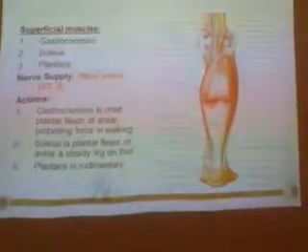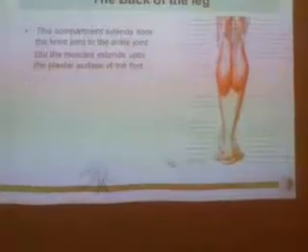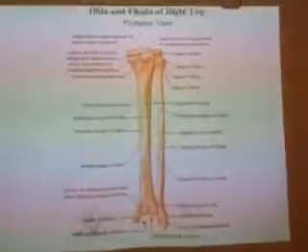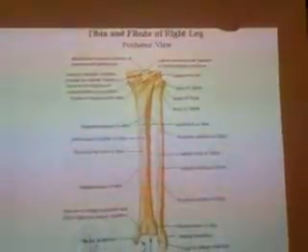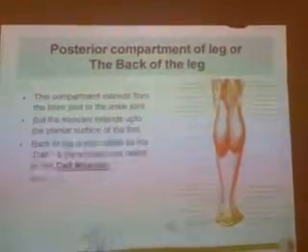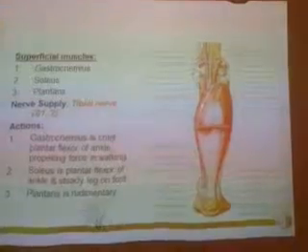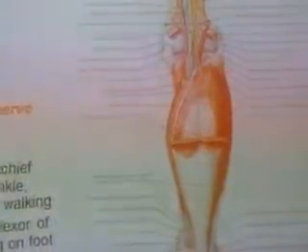Okay, so I said there is a soleal line. This soleal line is because of this muscle, which has a big origin. You can see the same thing from where it originates, all the way from here up to the femur. This is called the soleus muscle. Again, the insertion will be along with this.